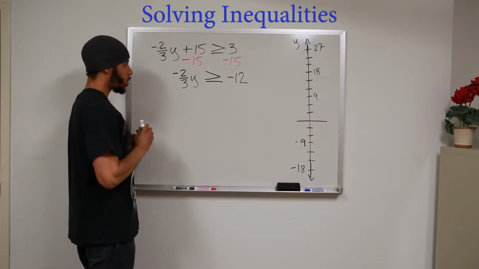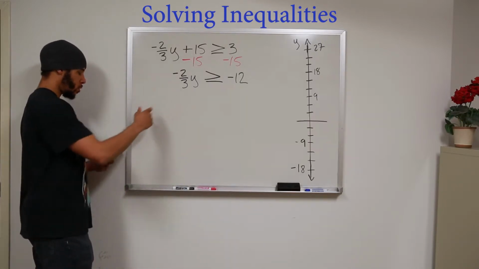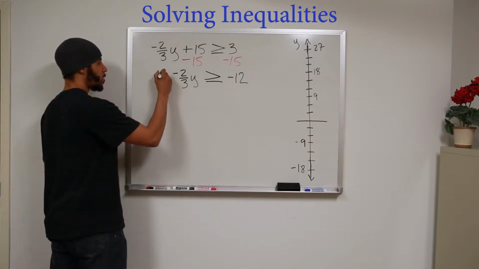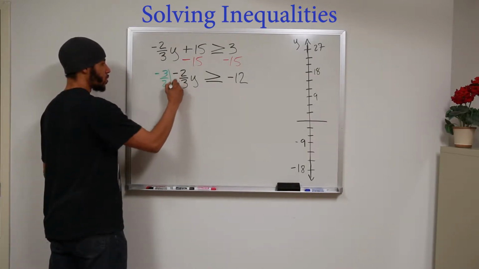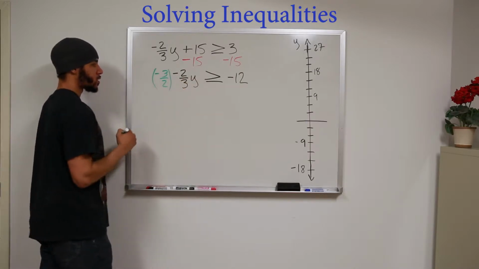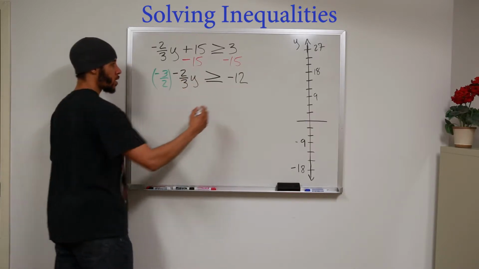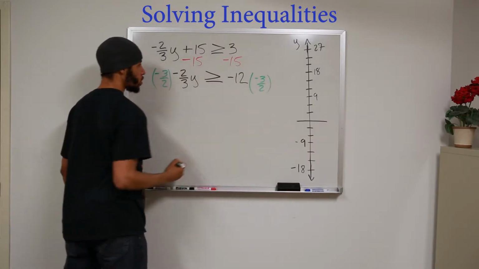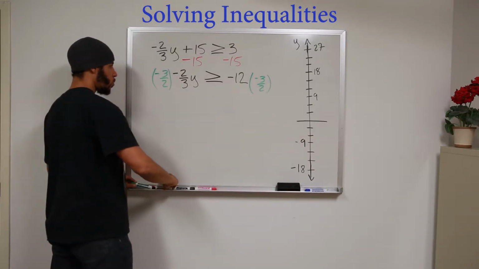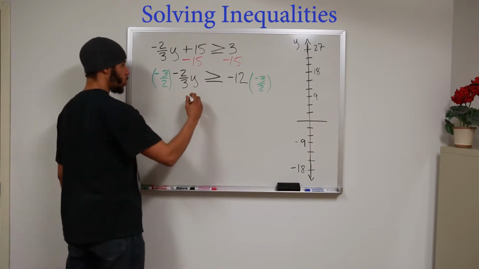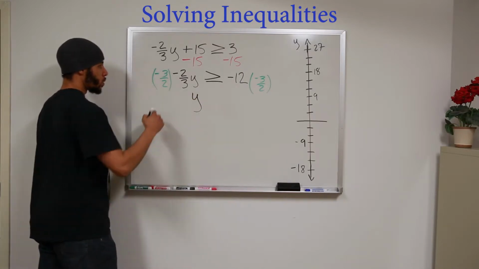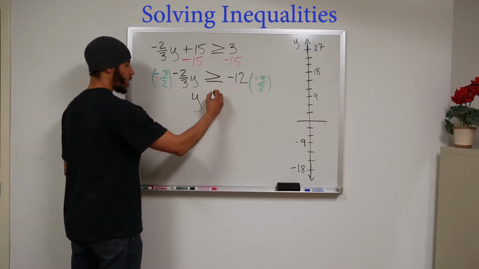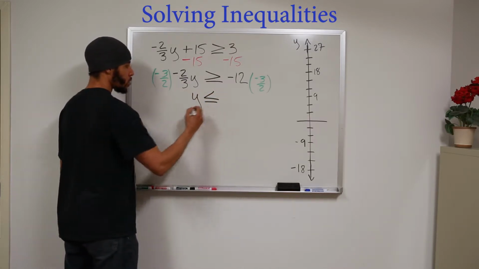So now we need to multiply by the reciprocal. We have negative 2/3 y. We're going to multiply both sides by negative 3/2, because that's going to give us 6/6 y or 1y. So now we have 1y isolated. Since we multiplied both sides by a negative, we're changing the direction of our inequality. Y is now going to be less than or equal to.